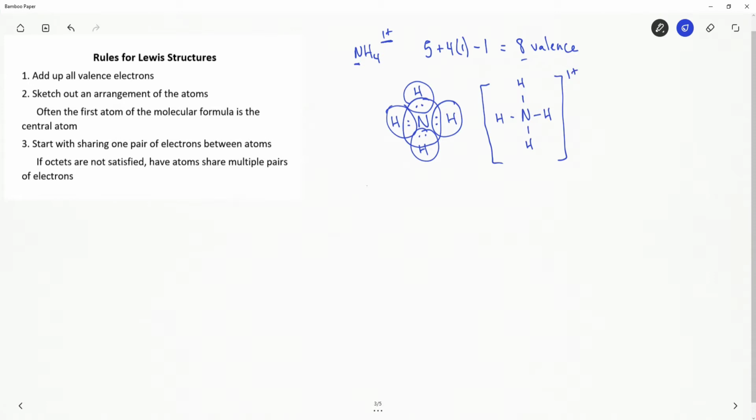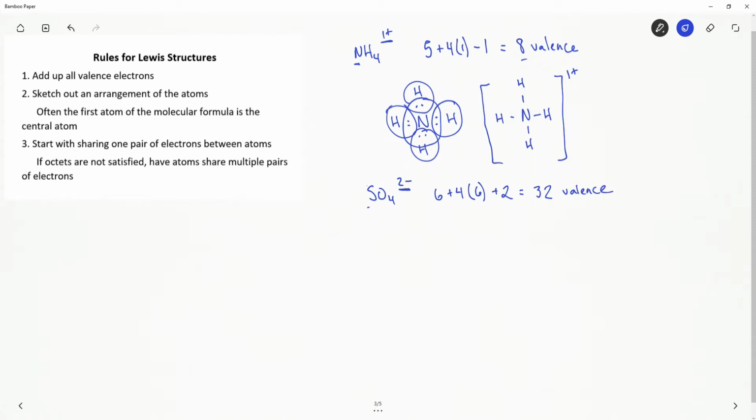Let's do a very common polyatomic anion. Let's do sulfate. Okay, so adding up valence, sulfur gives me 6. I have 4 oxygens. They also give me 6. Now I have to deal with this charge. If I have a charge of -2, it means I have gained 2 electrons. So I am going to add 2 electrons to my total valence count, and that is going to give me 32 valence electrons.